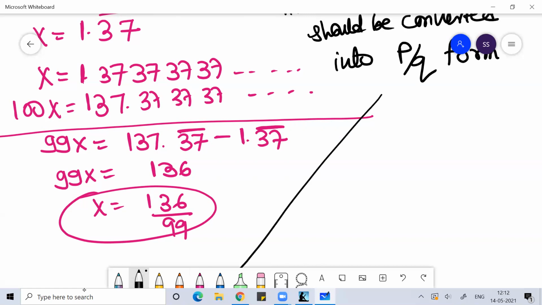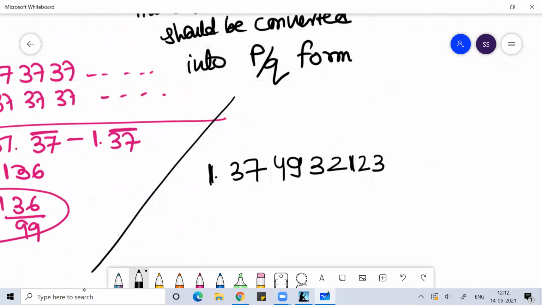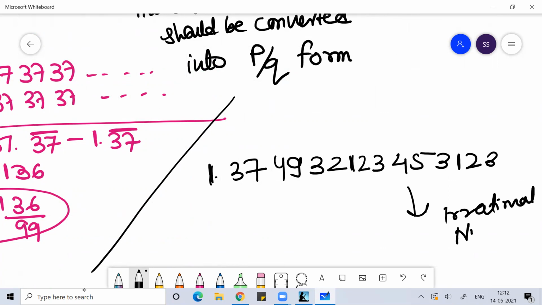So suppose some number is there, and every time when you're finding the decimal, you're getting new digits. You're not getting any pattern. Every time after the decimal value, you're getting new digits, and this is not ending also. Such kinds of numbers are basically irrational numbers because they are neither recurring nor terminating. So you cannot express them in P by Q form, and we call these kinds of numbers irrational numbers. I hope you understood all this. Yes, sir. So remember this.